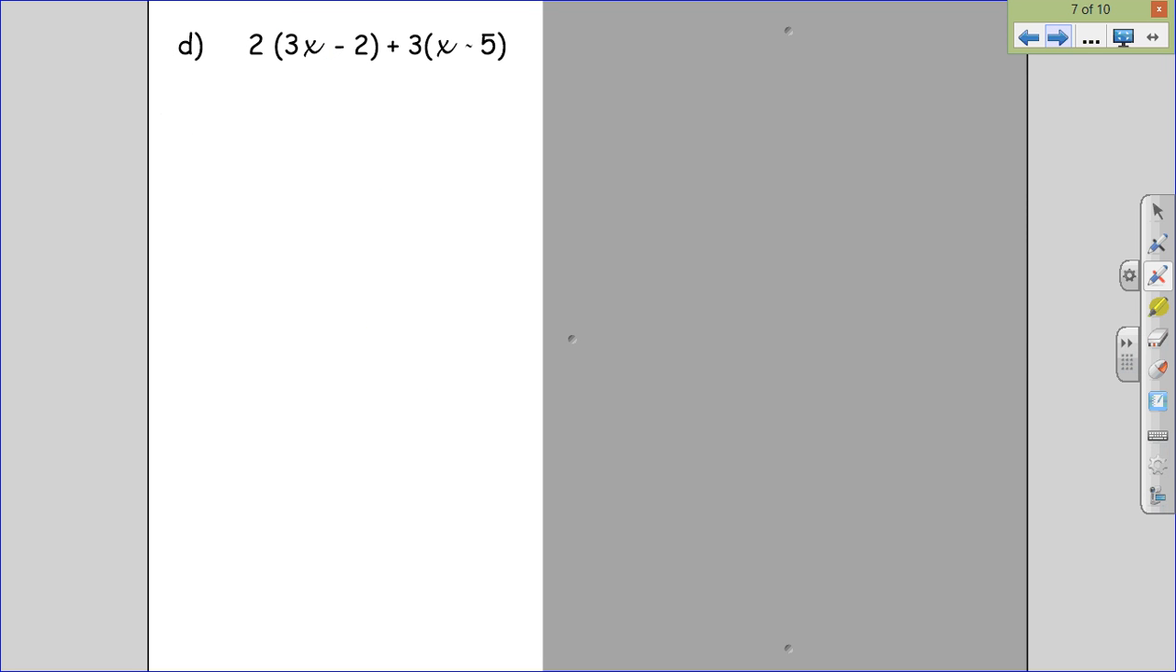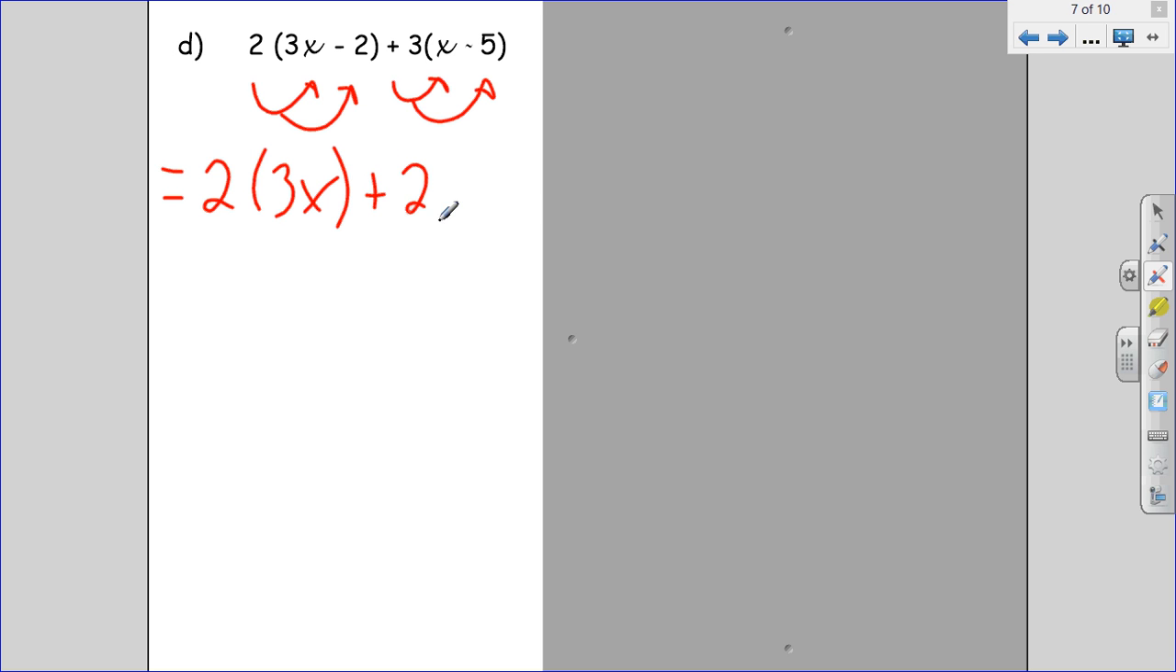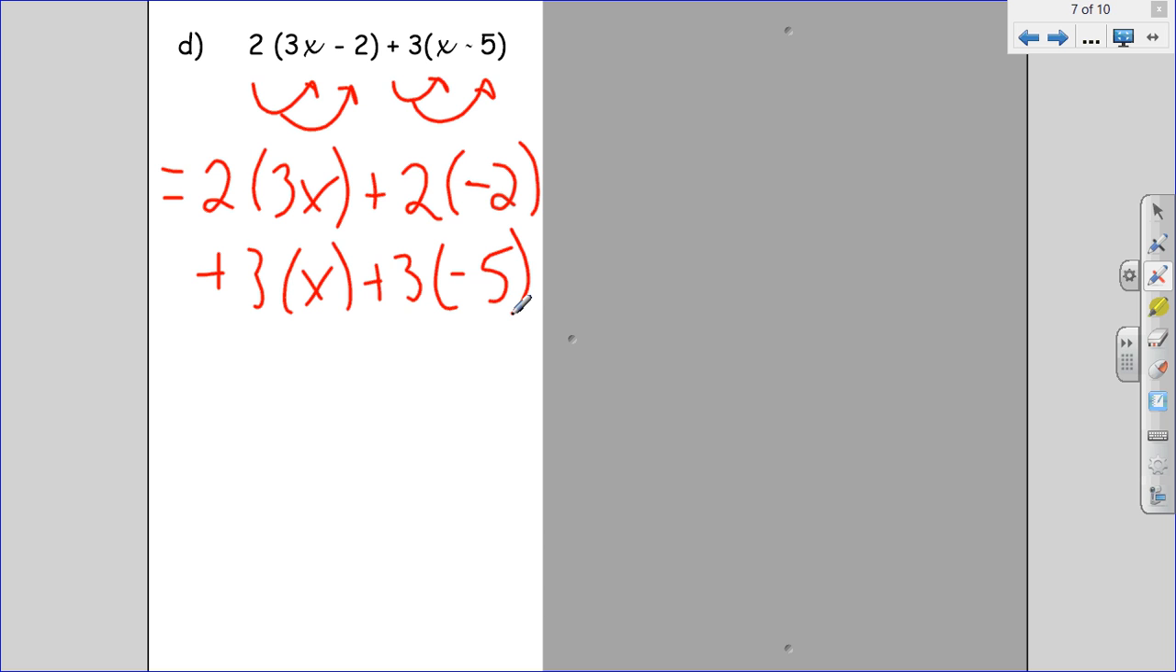This one's a little bit different. I have to distribute. And I see a bracket, an end bracket. I stopped distributing that too, but now I see a 3 that I need to distribute. I'm not sure what that symbol is that appeared between the x and the 5. It should be a negative sign though. So we have 2 times 3x plus 2 times negative 2, positive 3 times x, and positive 3 times negative 5.